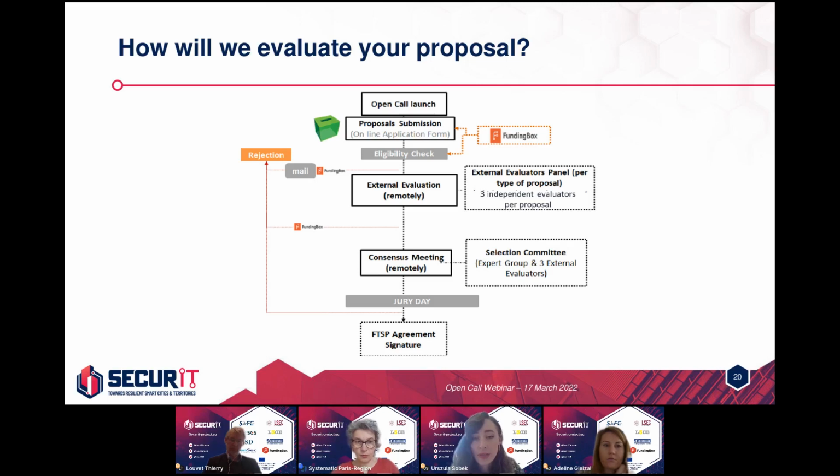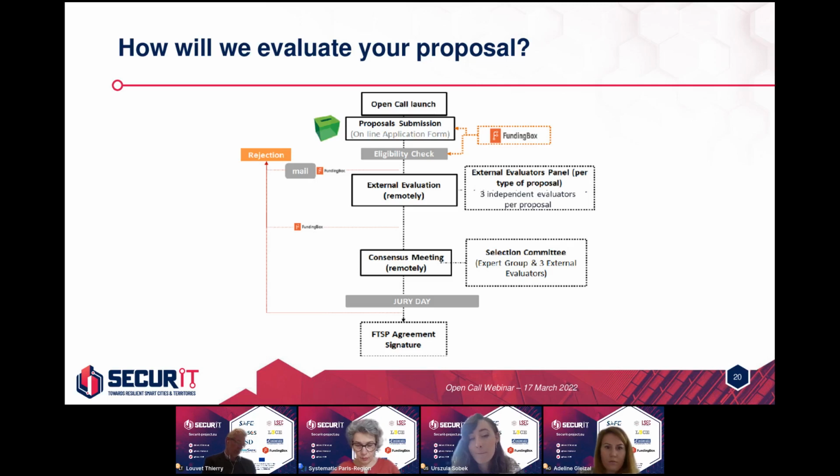I will share with you the criteria of those a little bit later. And then the next stage of the evaluation process is external evaluation. So each proposal will be evaluated by 3 independent experts. And then during the consensus meeting, project partners together with experts decide about the best 31 proposals that will be invited to jury day. And jury day is a very important and interactive stage of the evaluation process.